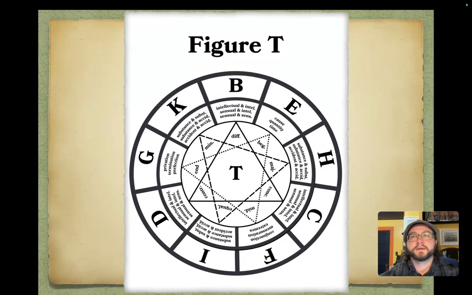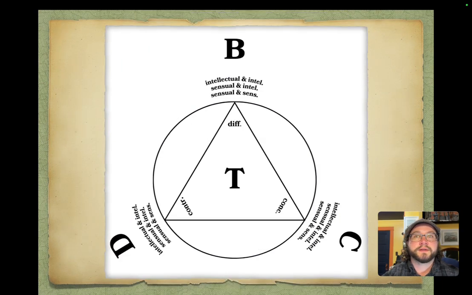Right here is figure T, which is what we are talking about. Figure T is an engine for opening up avenues of exploration for when you are analyzing various concepts. So right now we are looking at this triangle right here, E, F, and G. And I've got a simplified diagram that pulls out just that triangle.